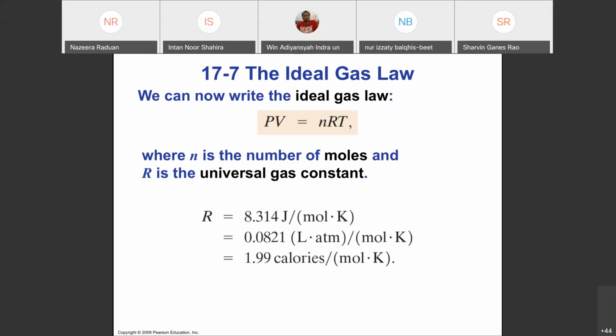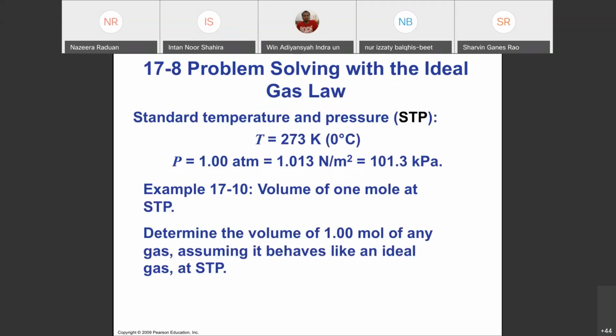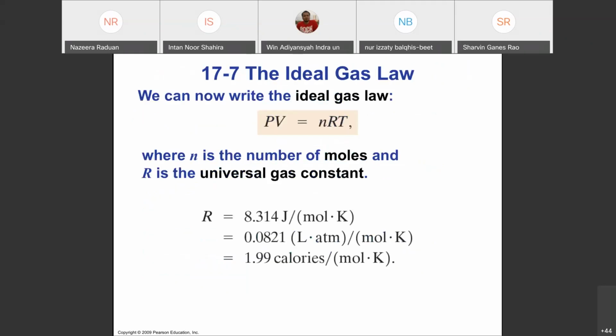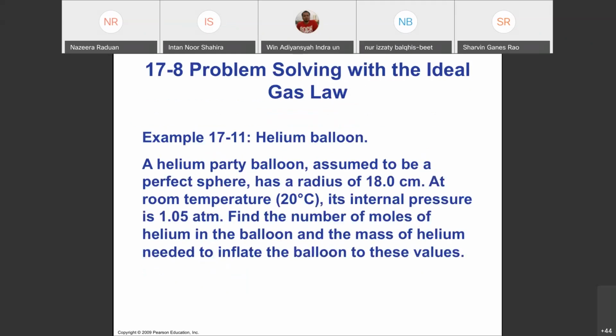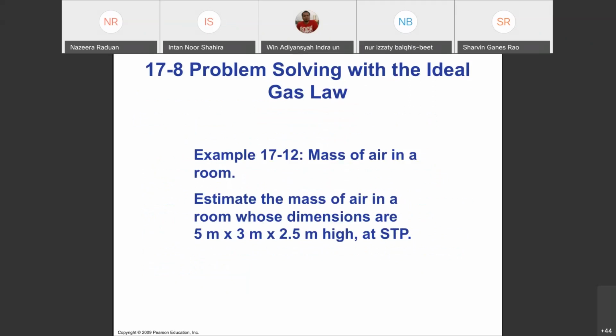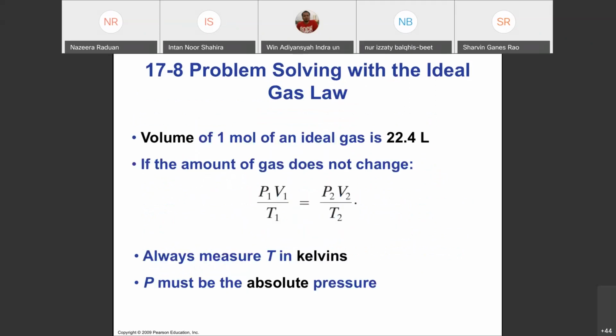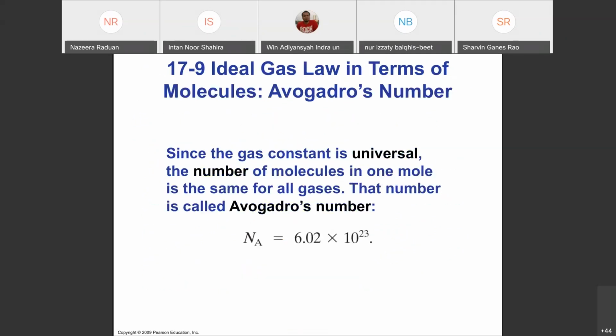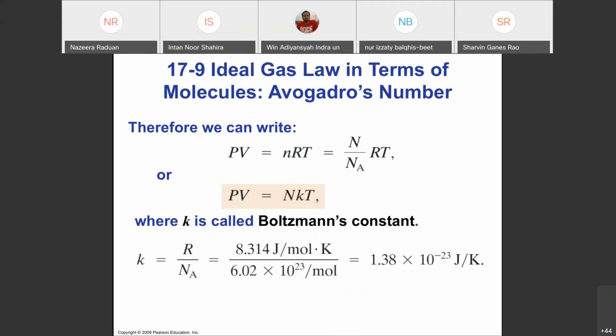Okay, let's see. This is just an example. This is straightforward. T is given, P is given, n is given, and you have to find the volume. So it's a direct question. You can check the answer later in the textbook, because I will just go to the important ones. This is another one. Okay, let me write this one.